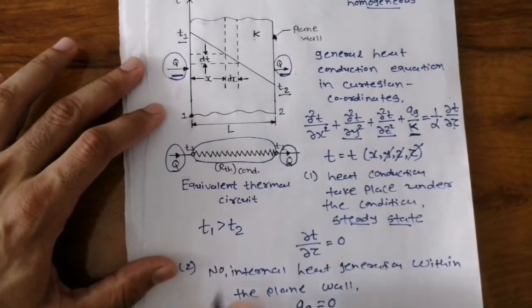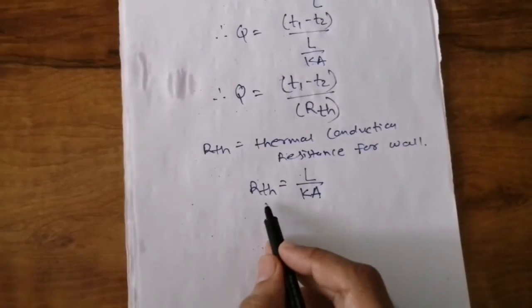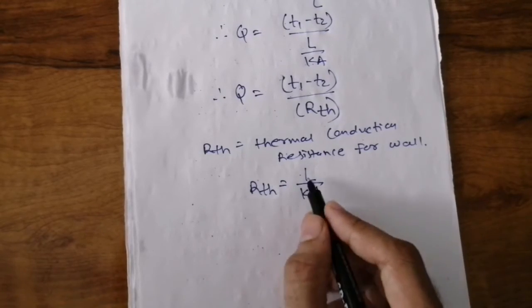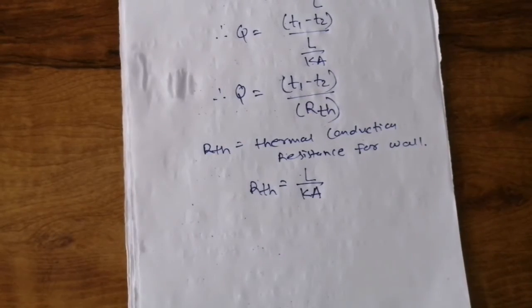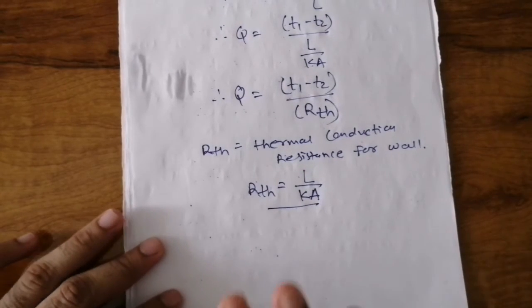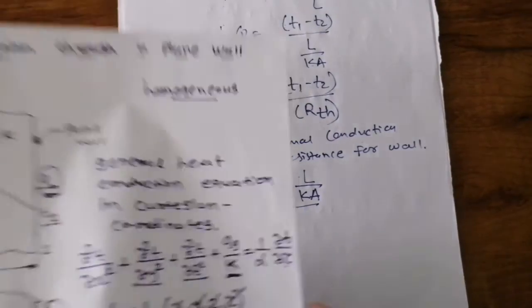And what will be the RTH conduction? That is your conduction. We derived that the thermal conduction resistance for the wall is L by K into area. I hope it is easy to understand. First of all, one more time I will give you the overview of that theory.